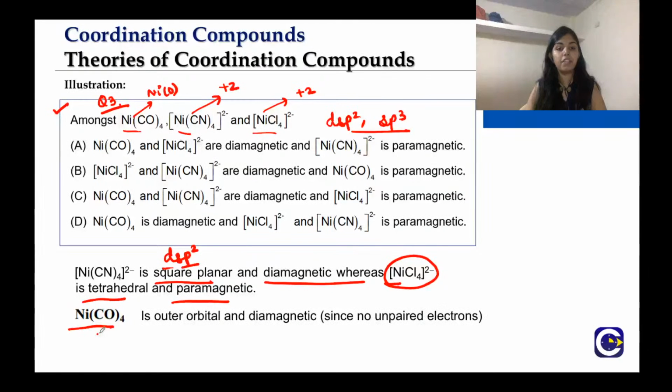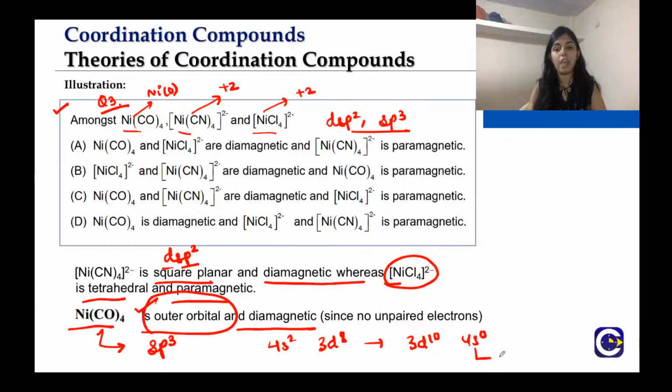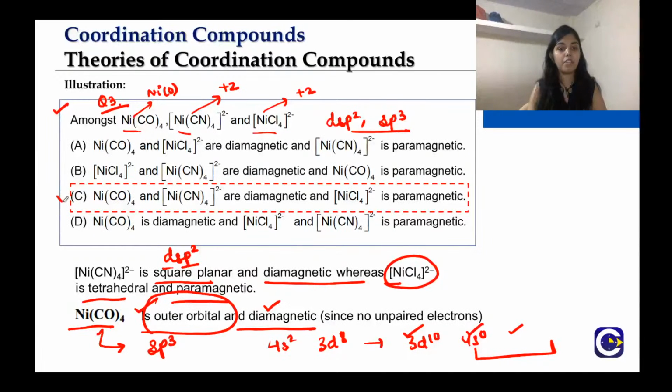And here if you see, it is diamagnetic and it is an outer orbital complex. So it will have sp3 hybridization. Remember that 4s2 3d8 was converted into 3d10 4s0 and then sp3 hybridization was taking place. So here d is also fully filled, s is also fully filled and 3 p's are also fully filled. So therefore it is diamagnetic. So the answer will come out to be C. Yes, you people are very much correct with your answers. Good.